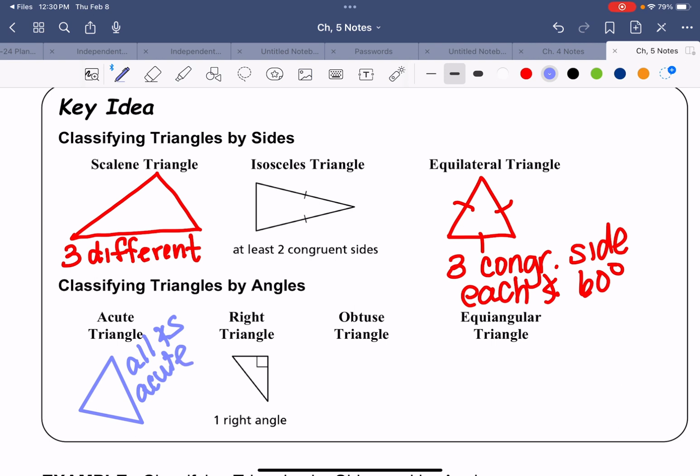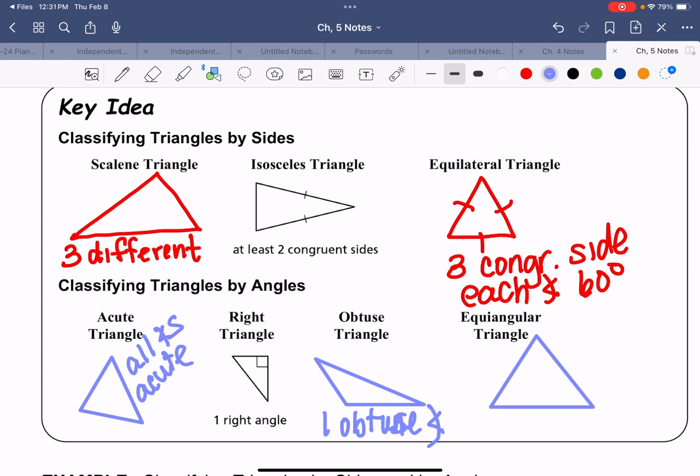If it's obtuse, it will have 1 obtuse angle. So if it's right, we have 1 right angle. If it's obtuse, we have 1 obtuse angle. And if it's equiangular, it's going to have all angles congruent.